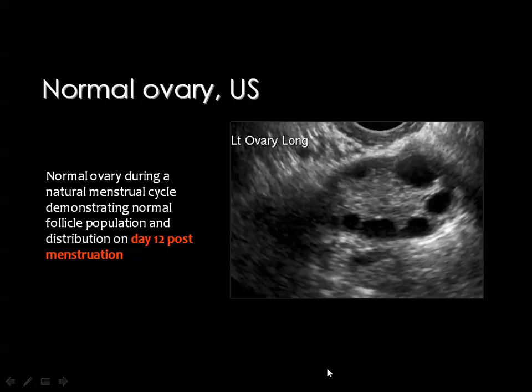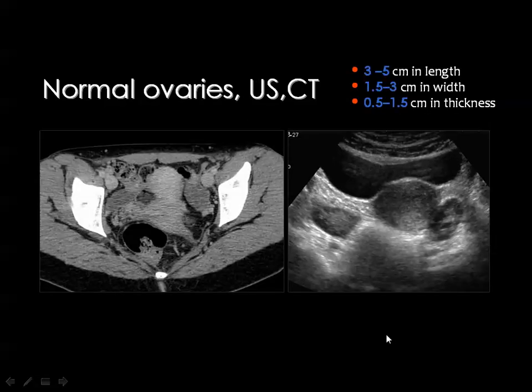This is the appearance of the normal ovary by ultrasound, and the normal ovary contains follicular cysts, and the cysts are usually of different sizes, and this is the regular or the normal size of the ovary: 3 to 5 centimeter in length, 1.5 to 3 centimeter in width, and 0.5 to 1.5 in thickness.